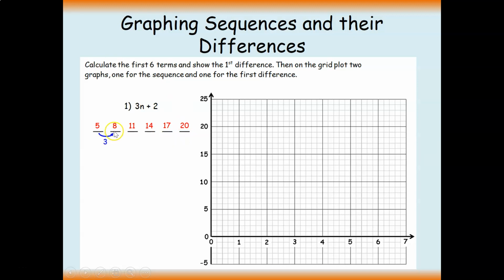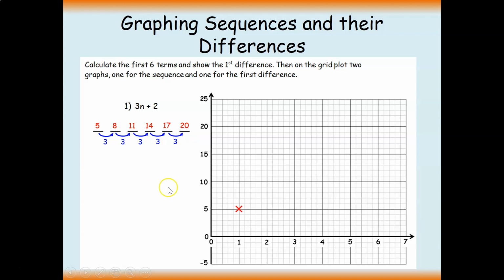As you can see, the term-to-term rule is plus 3. 5 plus 3 is 8. 8 plus 3 is 11. 11 plus 3 is 14. 14 plus 3 is 17. 17 plus 3 is 20.